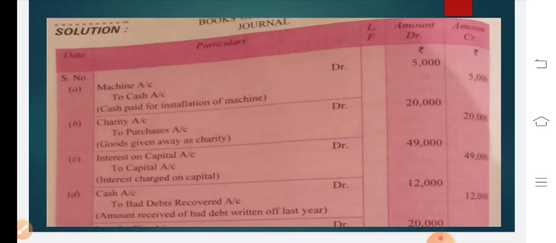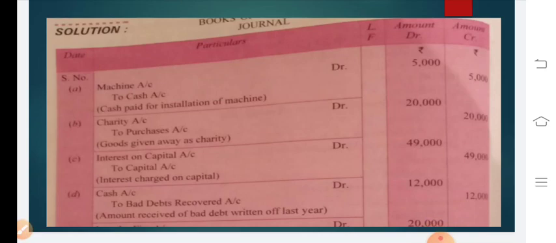So the format, as you can see here, is date, particulars, LF, debit amount and credit amount. This is the format of a journal. For more information, you can check the first videos on journals. We are directly moving towards the question today.